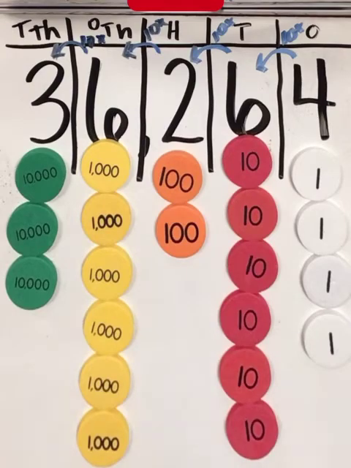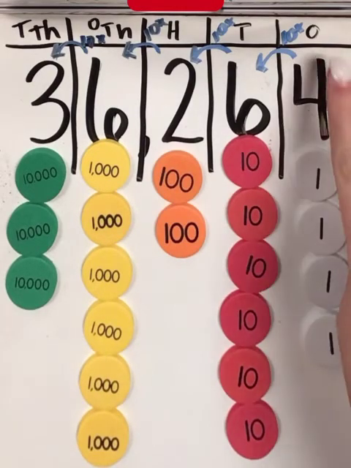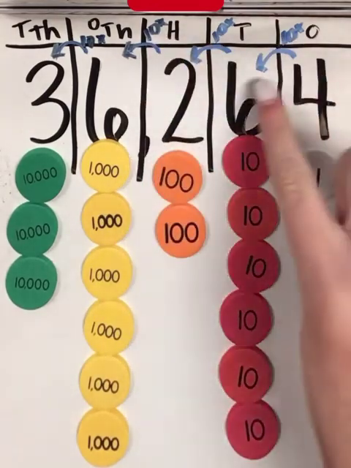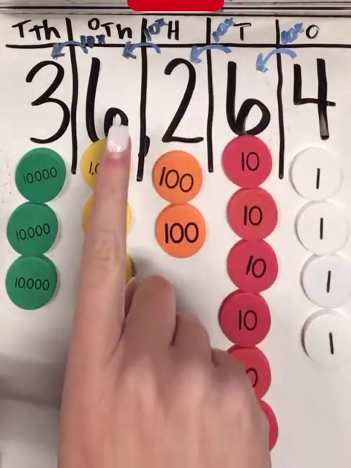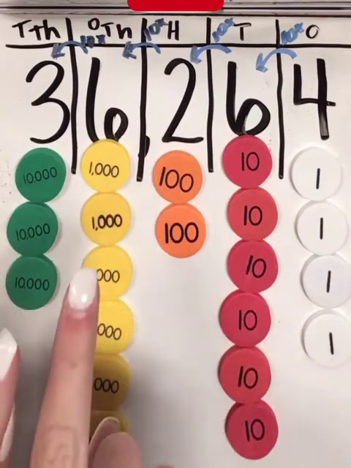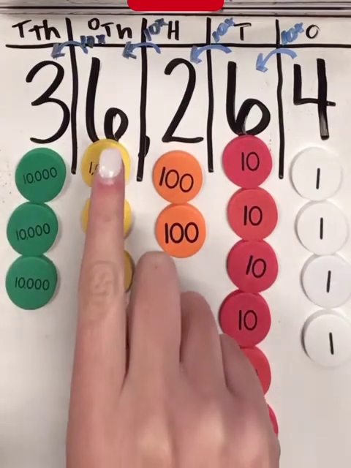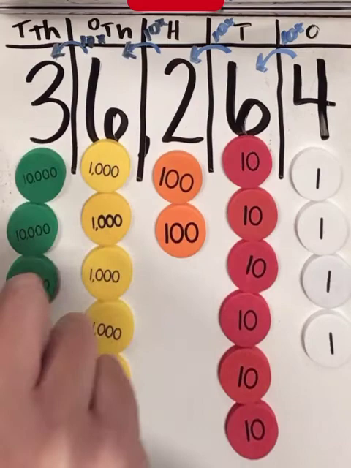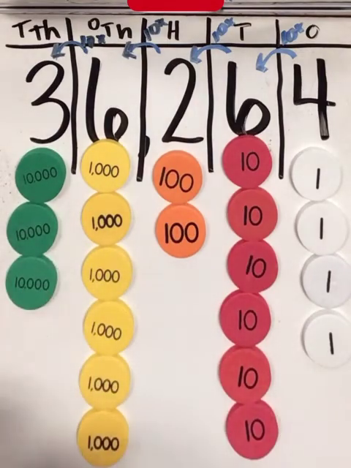So do you notice a pattern? We have our units house, and this is our ones, tens, and hundreds. And then we have our thousands house, 1,000, 10,000, and on this number we don't have our 100,000s, but it follows the same pattern.